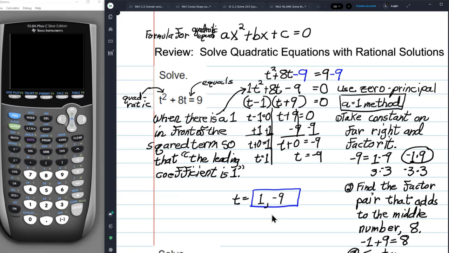So, one more thing, that's what A equals 1 means. When this leading coefficient is 1, then all you do is you factor C into two numbers that add up to B. That's the shorthand way of saying it.